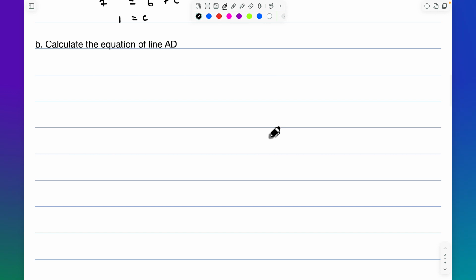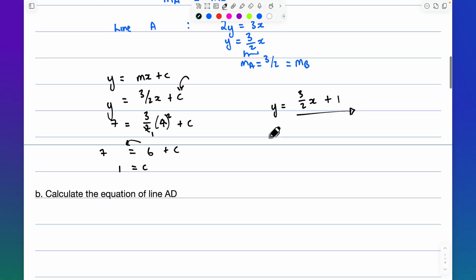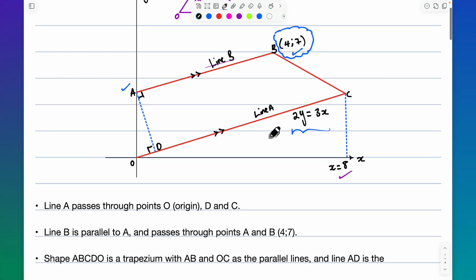All right, now let's move to question B. Question B says, calculate the equation of line AD. All right, now this is interesting, right? So grade line AD. The only thing we know about AD is that it passes through this point over there, right? And it's also perpendicular to this line, right? So if it's perpendicular, now we're going to do exactly the same thing that we did before.